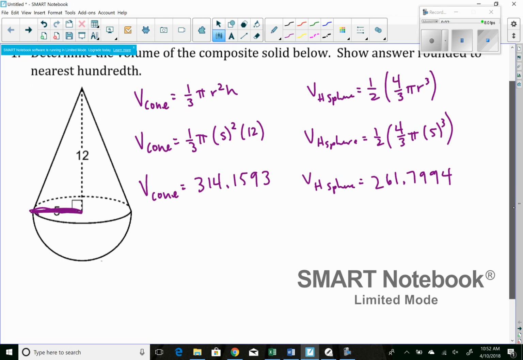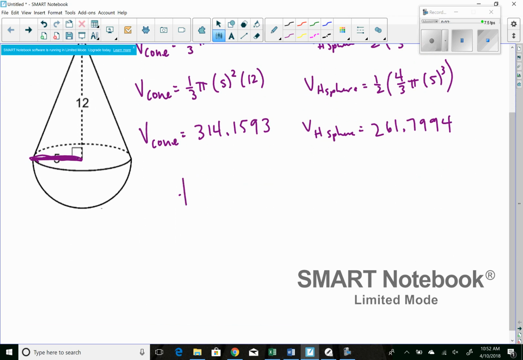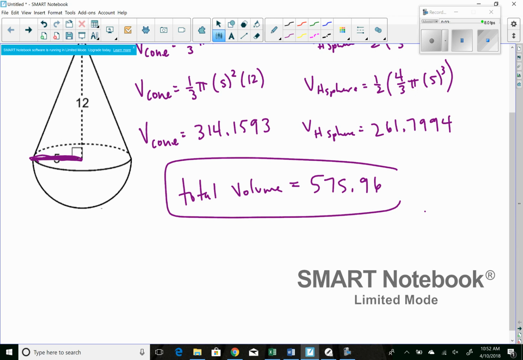So then if I find the total volume, I just have to add those two numbers together. Now, if you have the newer calculator, you could just scroll up and you don't have to worry about the whole rounding thing. If you have the older one, just use the numbers we just rounded to. Since they're past what I'm asking you to round to, we're good. And if I round this, I should get 575.96. That's to the nearest hundredth.